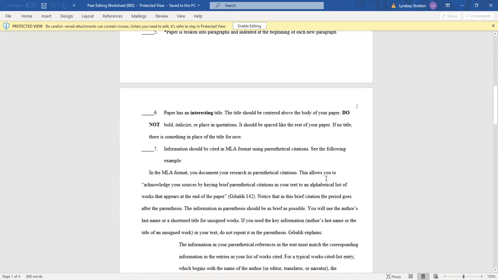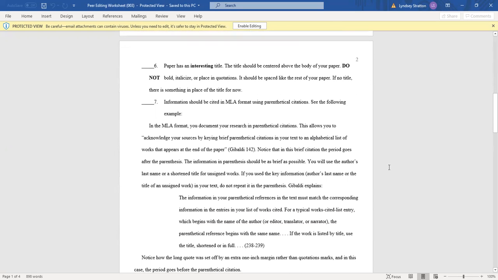Okay, next one. It's an interesting title. Don't bold it, don't italicize, don't put it in quotes, don't underline it, don't make it bigger. It needs to be size 12. There should also not be any extra spaces between your heading, your title, and the first paragraph of your paper. There are no extra spaces, okay?